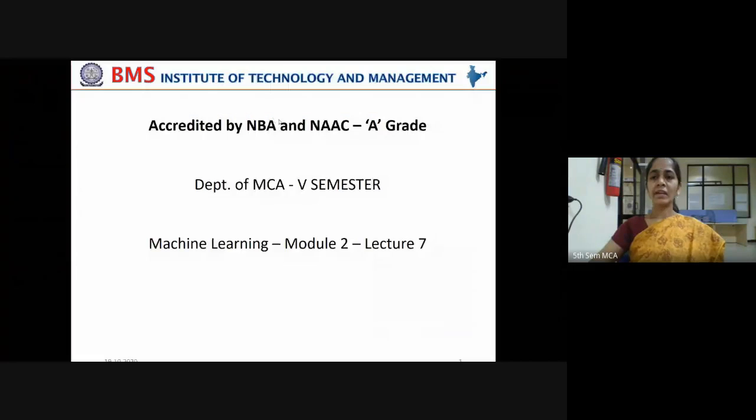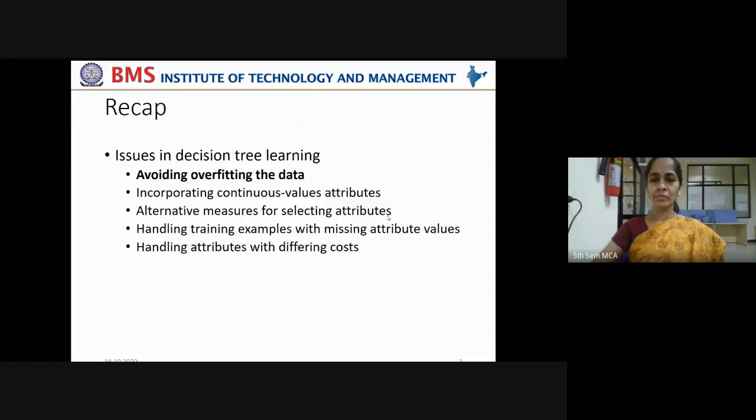Let's start our seventh lecture and the last lecture of this module 2. In the previous class, we have discussed issues in decision tree learning. The first and most important issue that has to be addressed by machine learning experts when they are trying to use a decision tree as the model to fit their data is avoiding overfitting the data.